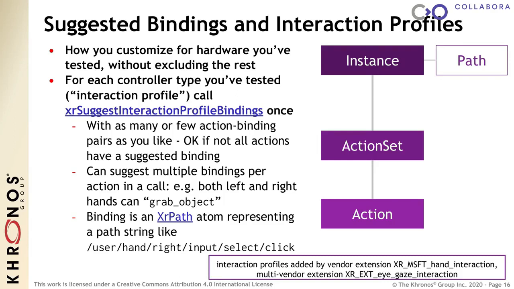The binding path that you'd like to suggest is an XR path atom, which represents a string like user hand right input select click. These are hierarchical strings. Here you can see that we are referring to the select button on what's being held in the right hand and the click of that select button. For the last two components, there are naming conventions and standardized names that are detailed in the specification. All these paths are listed in the interaction profile definitions in the specification.